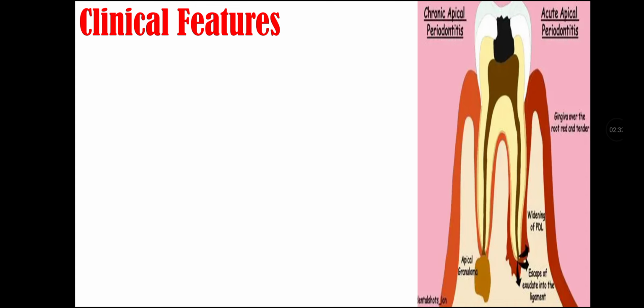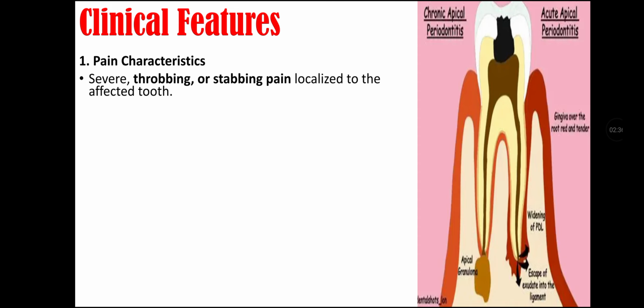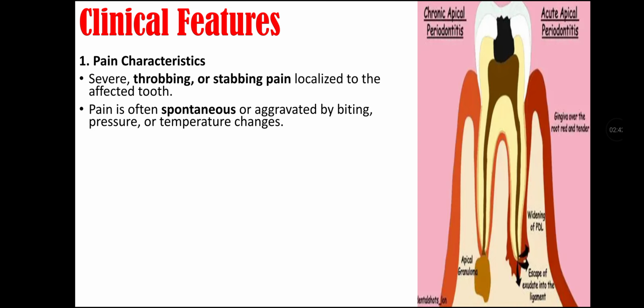Clinical features of acute apical periodontitis. First is pain. The characteristics include severe throbbing or stabbing pain that is localized to the affected tooth. Pain in this case is often spontaneous or aggravated by biting, pressure, or temperature changes. This pain may radiate to the jaw, ear, or head.